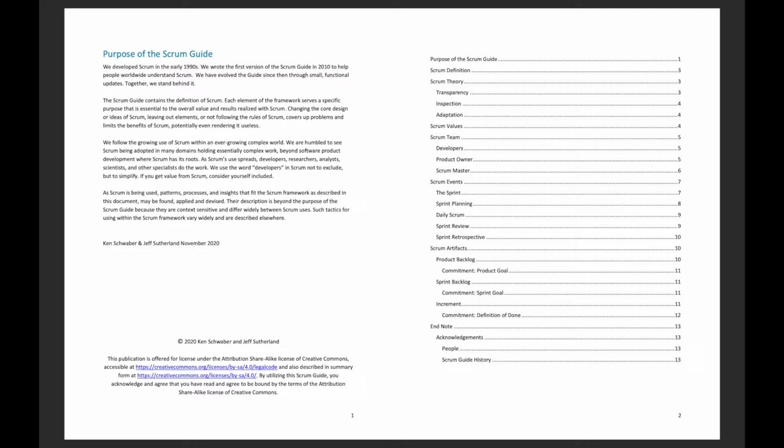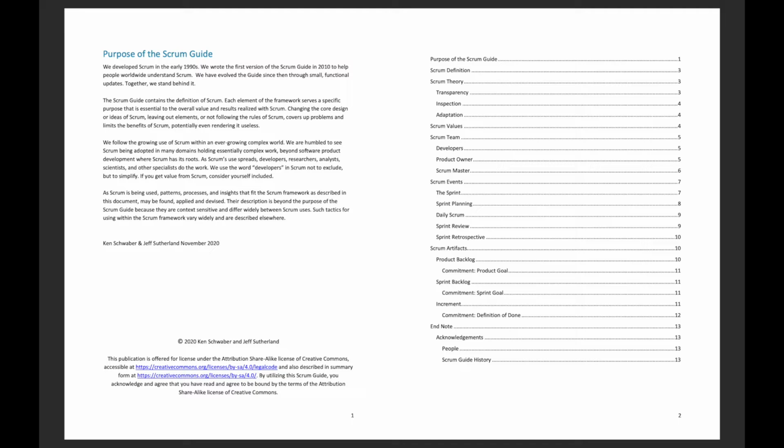We follow the growing use of Scrum within an ever-growing complex world. We are humbled to see Scrum being adopted in many domains holding essentially complex work, beyond software product development, where Scrum has its roots. As Scrum's use spreads, developers, researchers, analysts, scientists, and other specialists do the work. We use the word developers in Scrum not to exclude, but to simplify. If you get value from Scrum, consider yourself included.